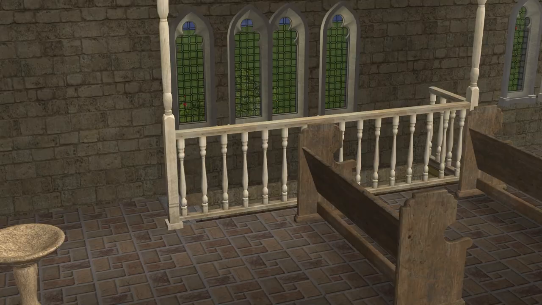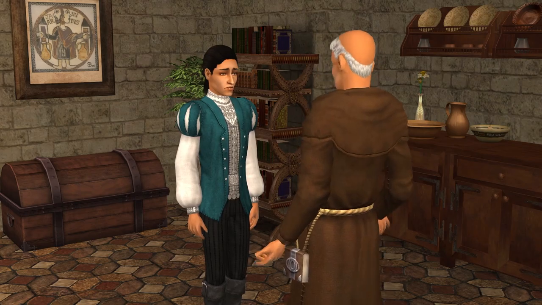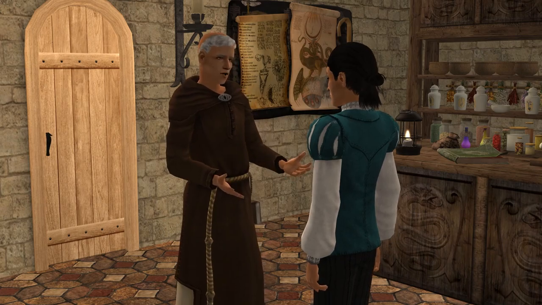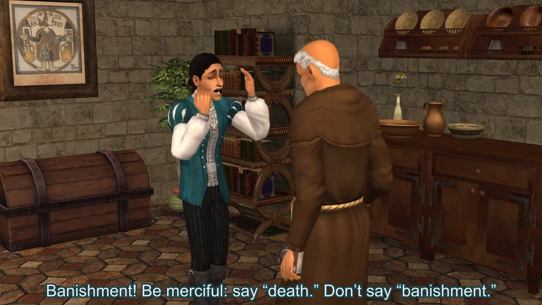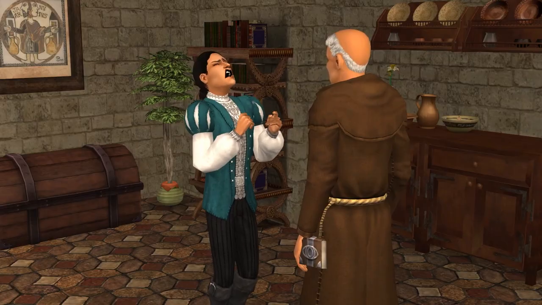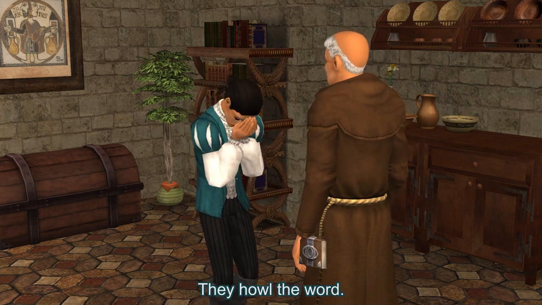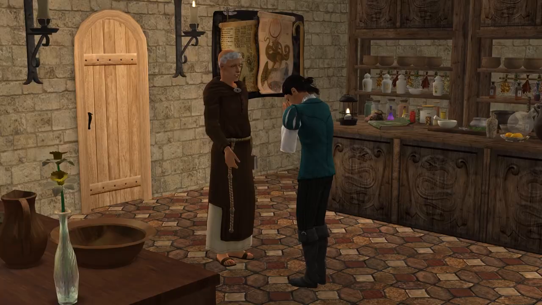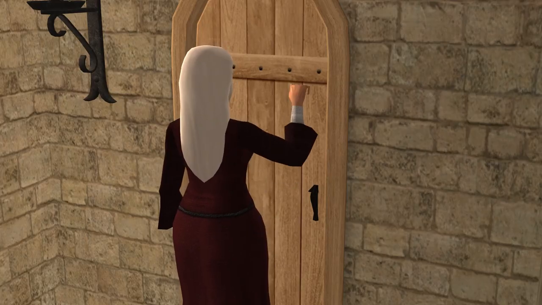Romeo has in fact been hiding in Friar Lawrence's cell. When Friar Lawrence tells him that he's banished from Verona, he basically has the same reaction as Juliet. He's devastated because he can't stand the thought of being away from Juliet. Friar Lawrence tries to reason with him, but he doesn't listen. Then they hear someone knock on the door.